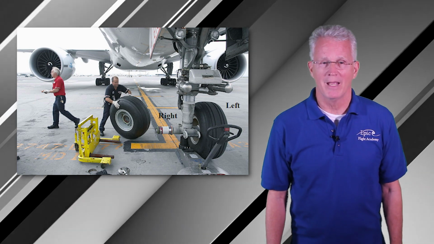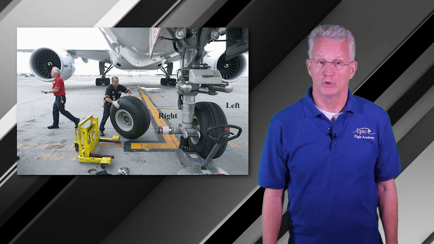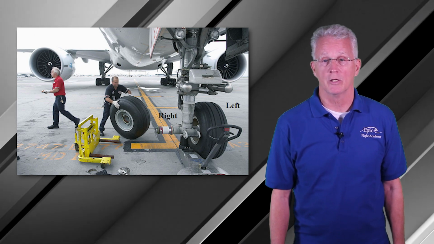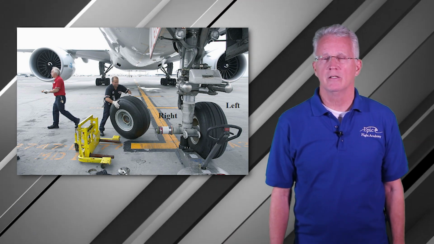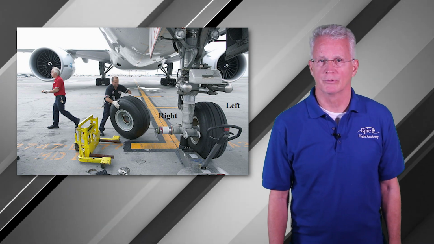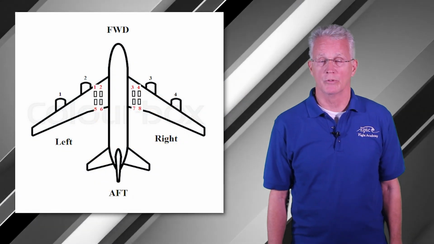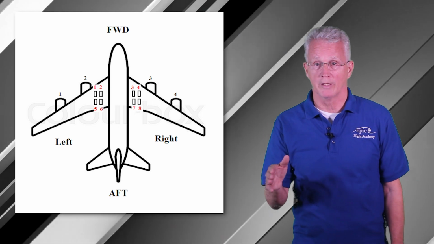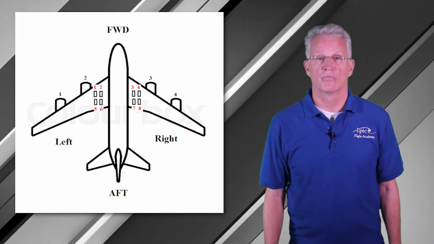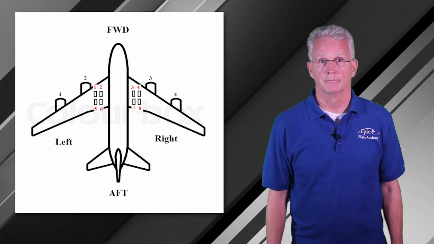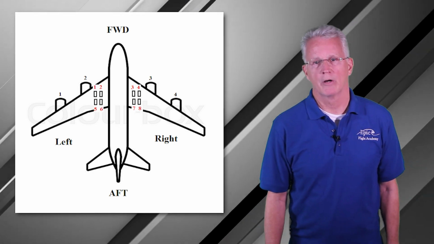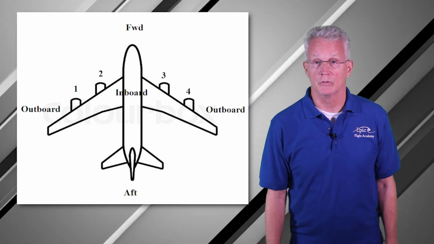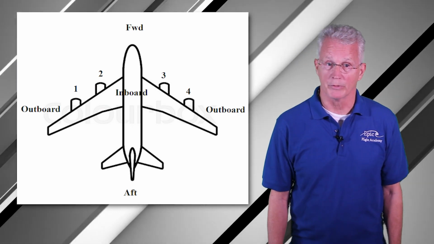The acronym for main landing gear is MLG. The acronym for nose landing gear, NLG. Now, the landing gear, if it has multiple tires, is also numbered from left to right and from front to back. Inboard and outboard are terms that are used when referencing engines, tires, or other components.